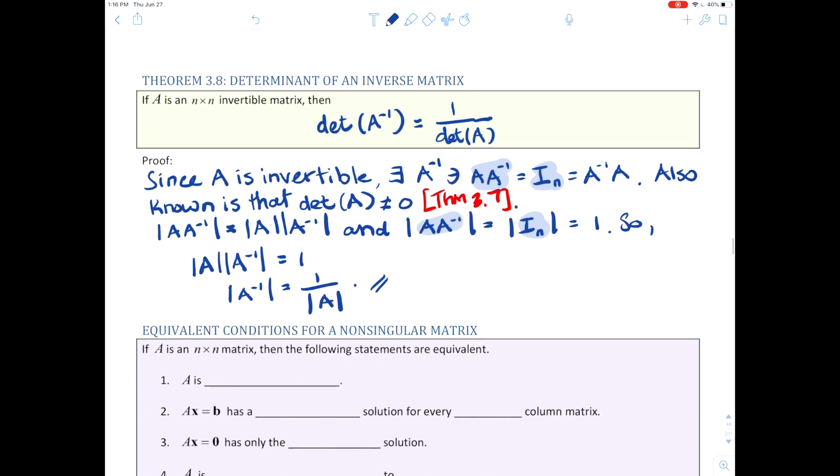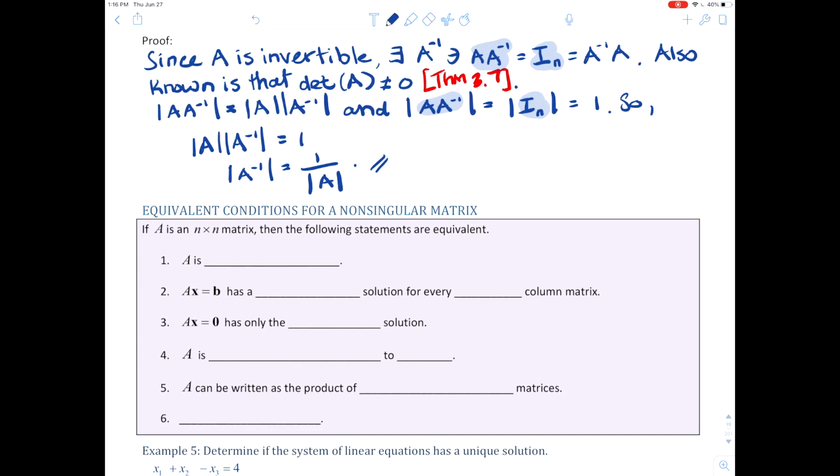Now, equivalent conditions for a non-singular matrix. These are very important to know. So if A is an n by n matrix, then the following statements are equivalent. So if one is true, they're all true. A is invertible.